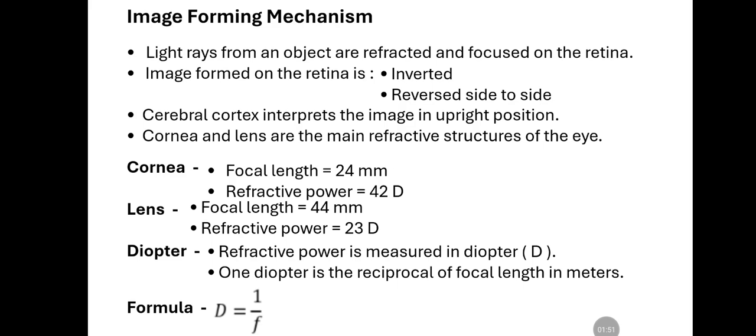Image forming mechanism. Light rays from an object are refracted and focused on the retina. Image formed on the retina is inverted, reversed side to side. Cerebral cortex interprets the image in upright position.